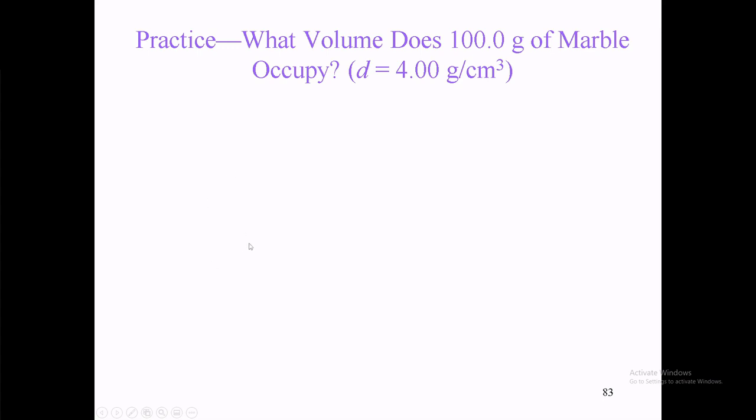We'll finish off our section on density by looking at a practice problem here. What volume does 100 grams of marble occupy? If we know that the density is equal to 4.00 grams per cubic centimeter, or 4.00 grams divided by every 1 cubic centimeter. I'll give you a moment to work this out.